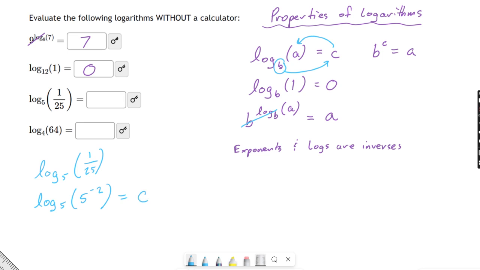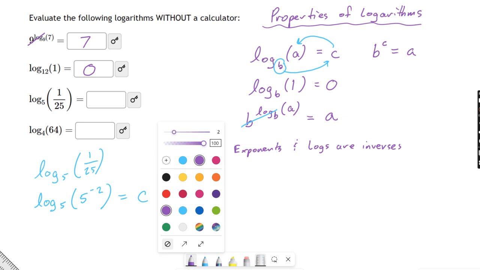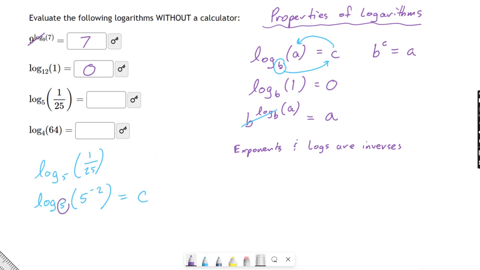Okay, so if I take log base 5 of 1 over 25, what I can do to simplify this a little bit is just rewrite that and say, okay, log base 5 of 5 to the negative 2. Okay, what does that equal? And I'm just going to put something over here on this other side and say, let's call this c. And now I'm going to change this into an exponential. I'm going to say 5 raised to the c equals this argument. And you'll see when I rewrite this, it becomes a whole lot more clear what I need to do.